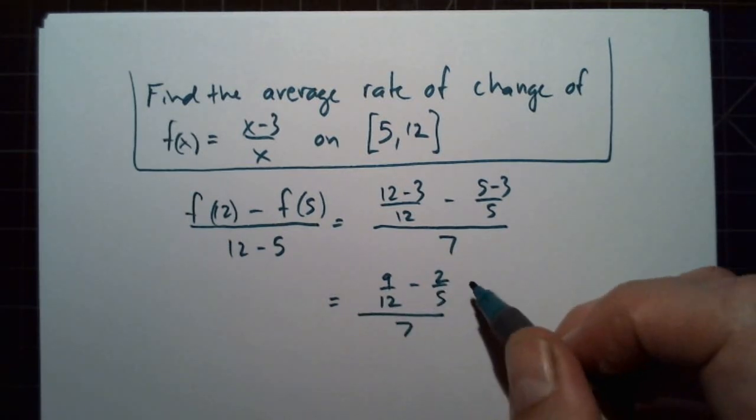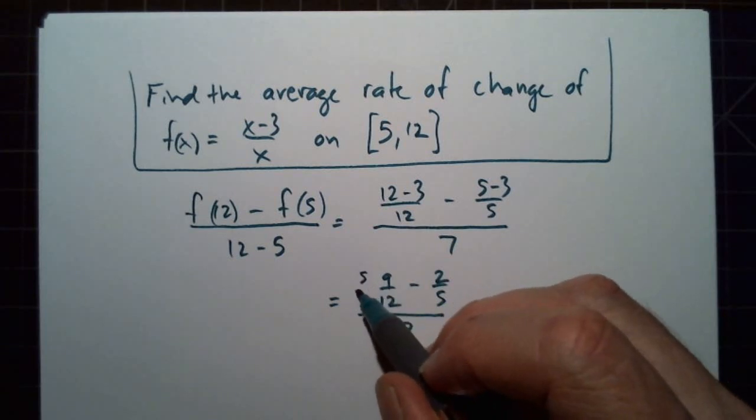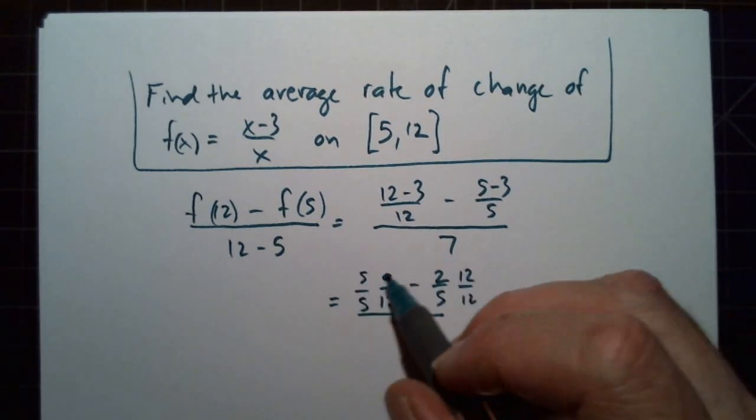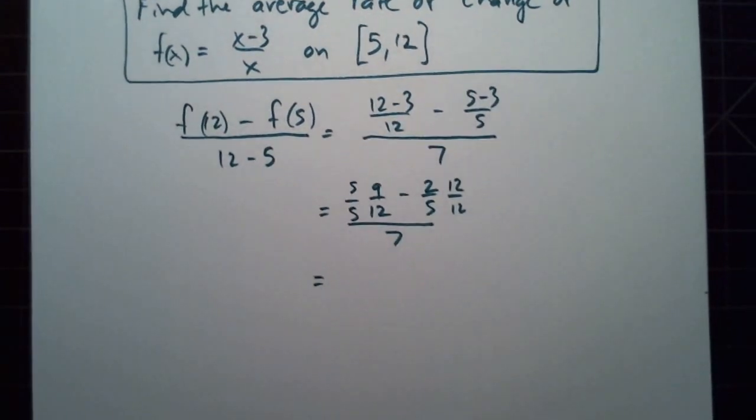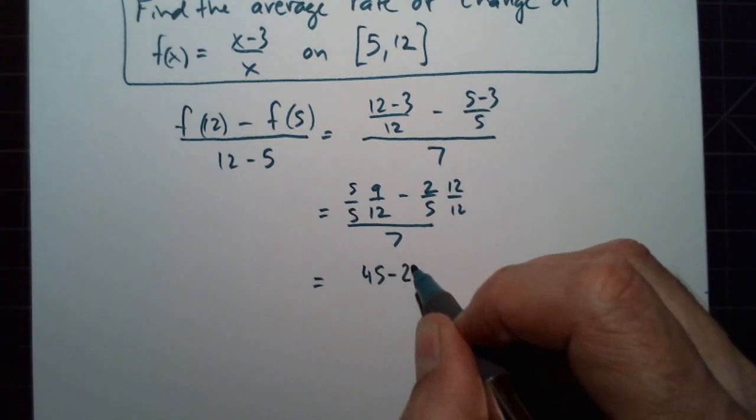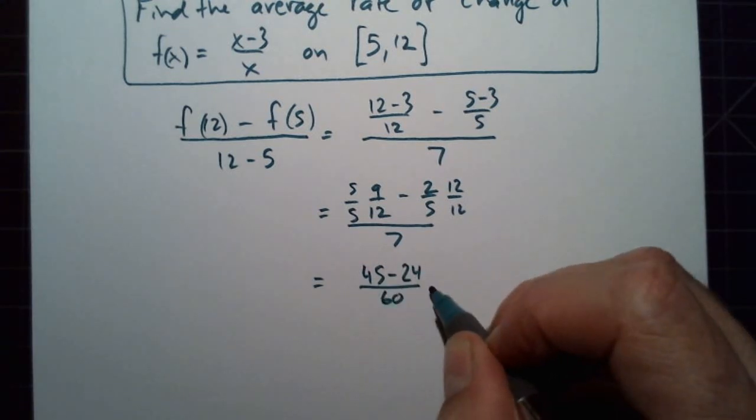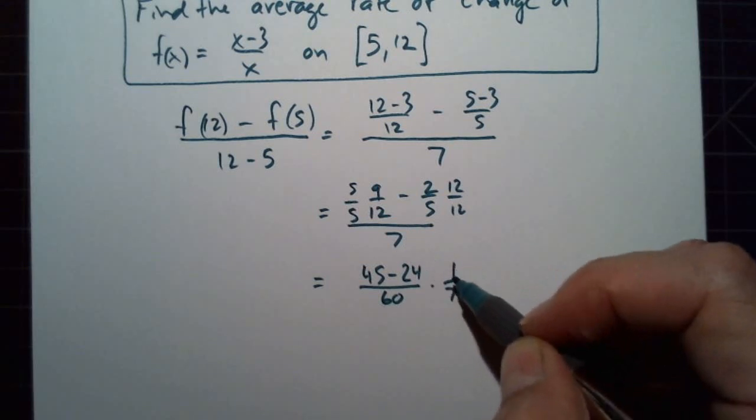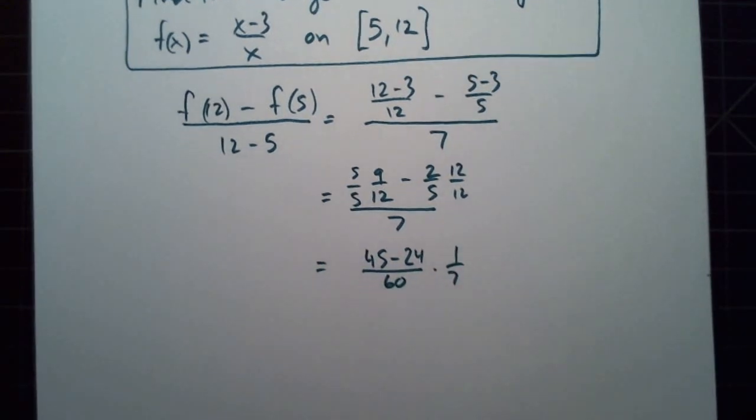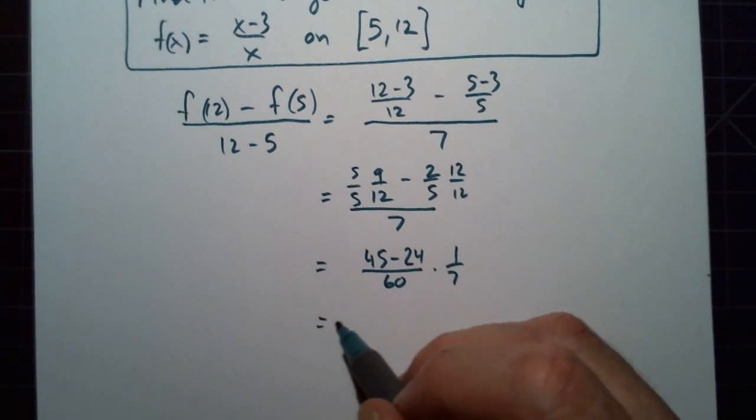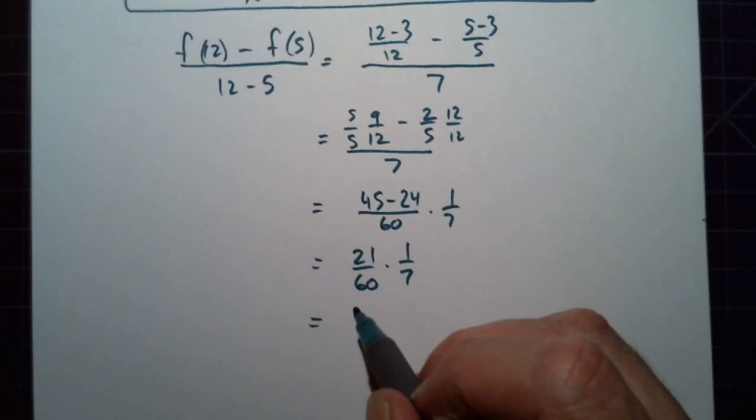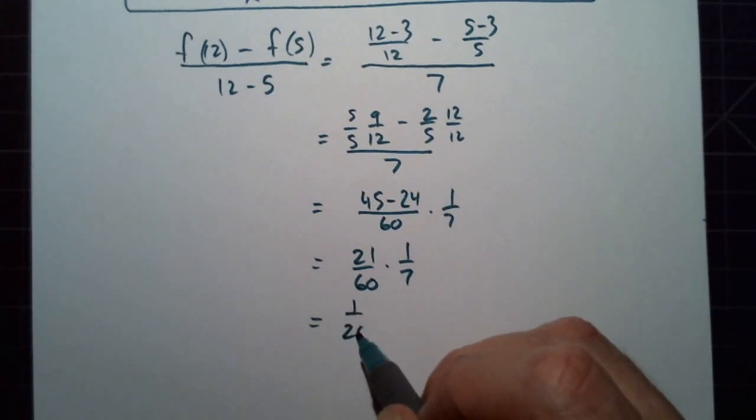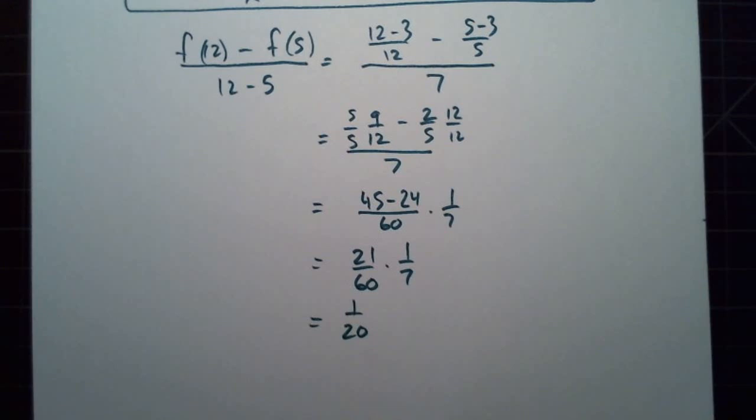We'll have to make that a 60, so we'll multiply by 5 over 5, 12 over 12. 45 minus 24. Put this 7 up as a fraction. So now we have 21 over 60. And reduce the 21 and the 7... 3 over 60, or 1 over 20. And we'll stop there on that lesson.